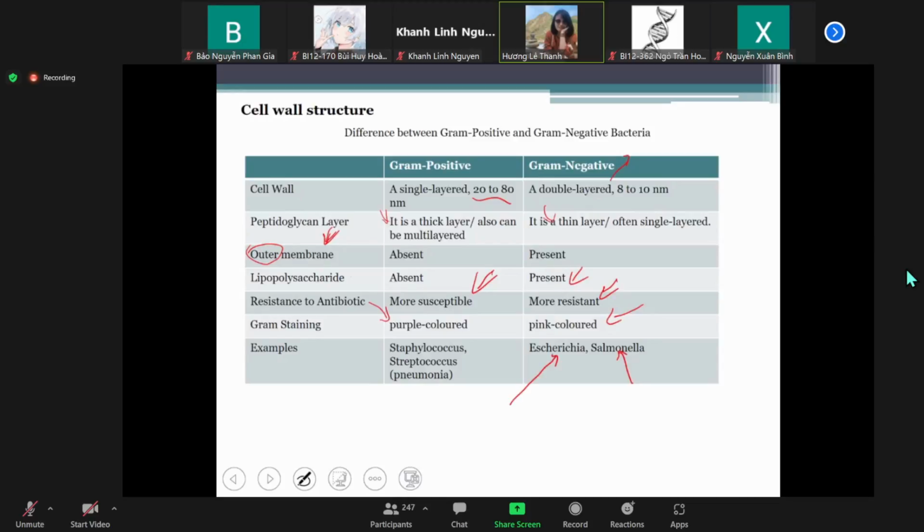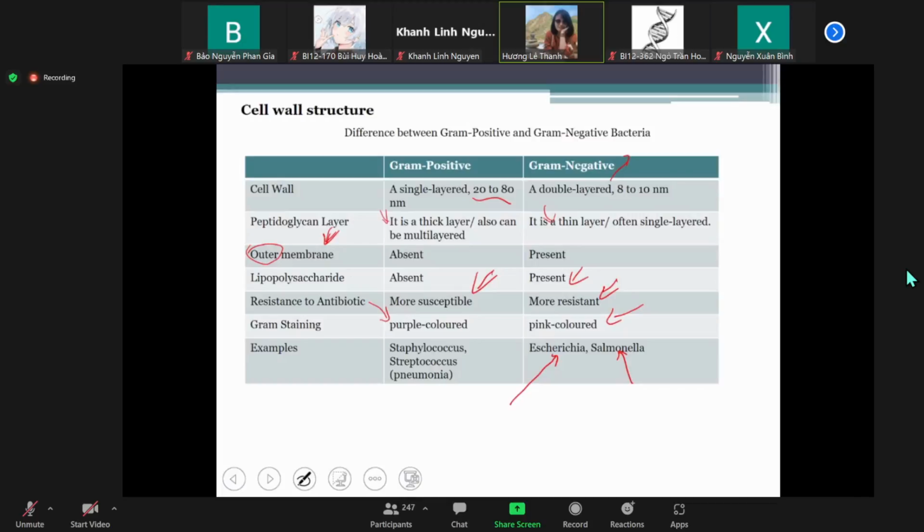These are the components we can find also in eukaryotes, but in the next slides I will show you structures that we can only find in prokaryotes.